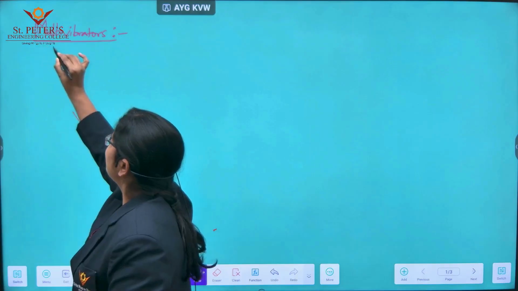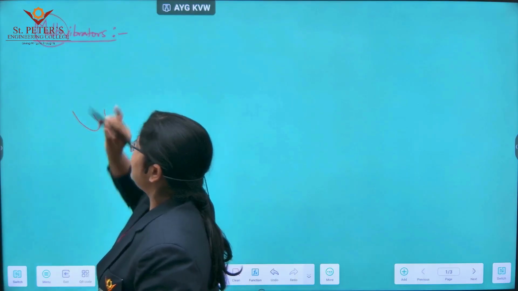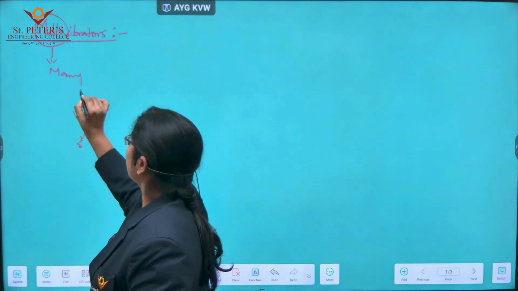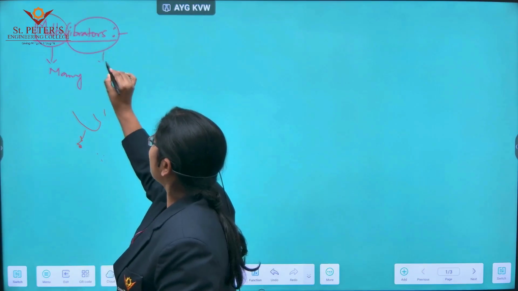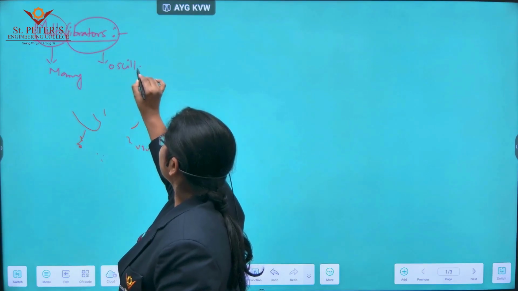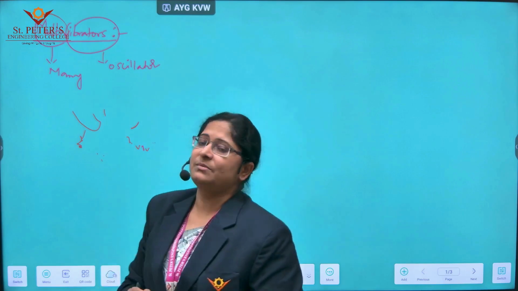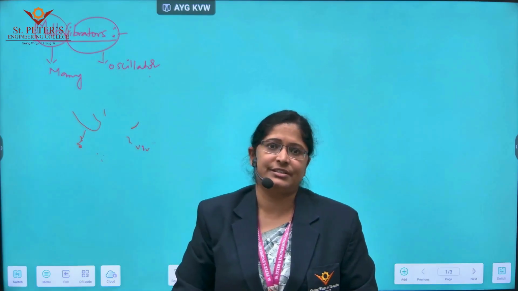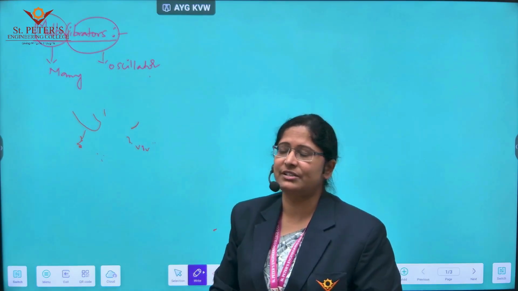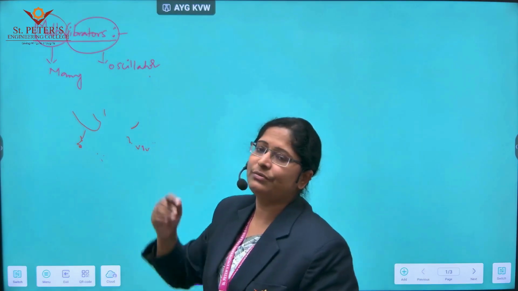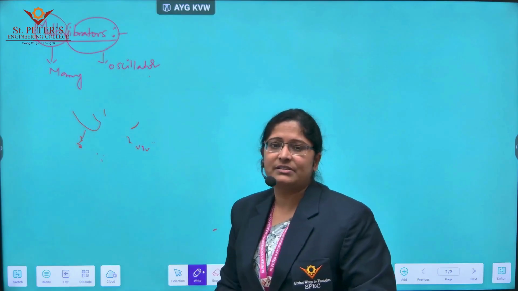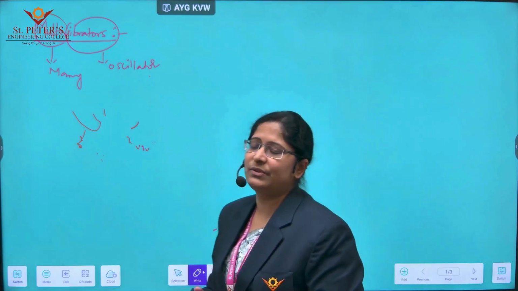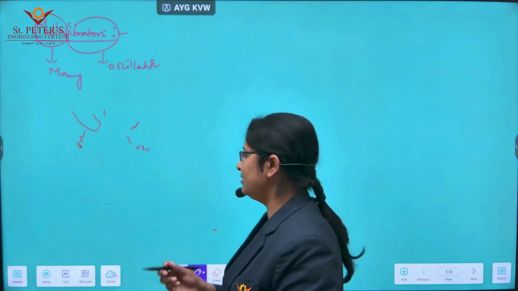So firstly, multi means many. Vibrator means oscillator. So a multivibrator is a circuit which can give many oscillations. A circuit which can give many oscillations is a multivibrator. This circuit we will be constructing with active elements like BJT, FET and operational amplifier. Here I am using the active element as bipolar junction transistor.